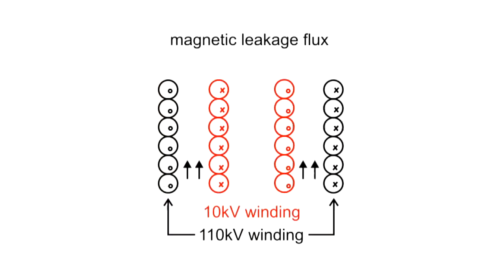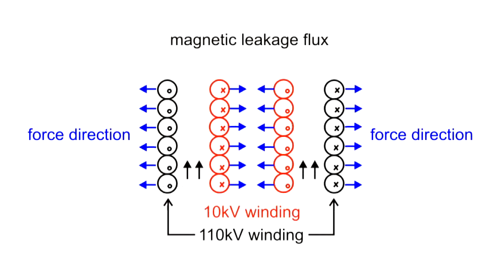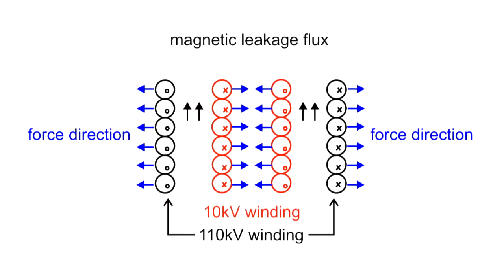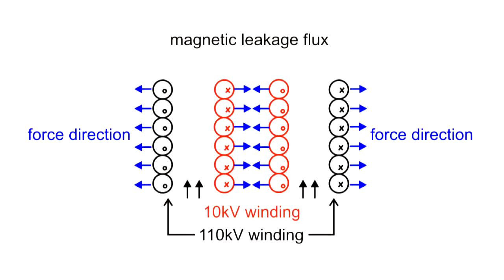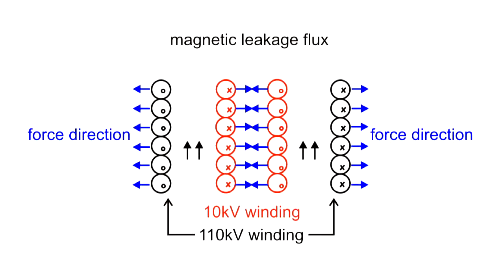For transformer windings, changes in the capacitance between the windings indicate a change in the leakage gap. This gap can change due to the deformations caused by high short-circuit currents and their corresponding forces.